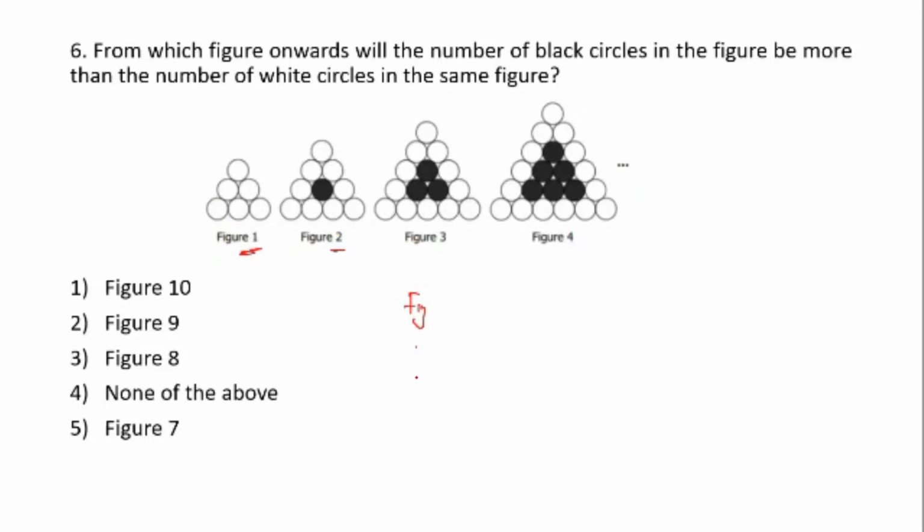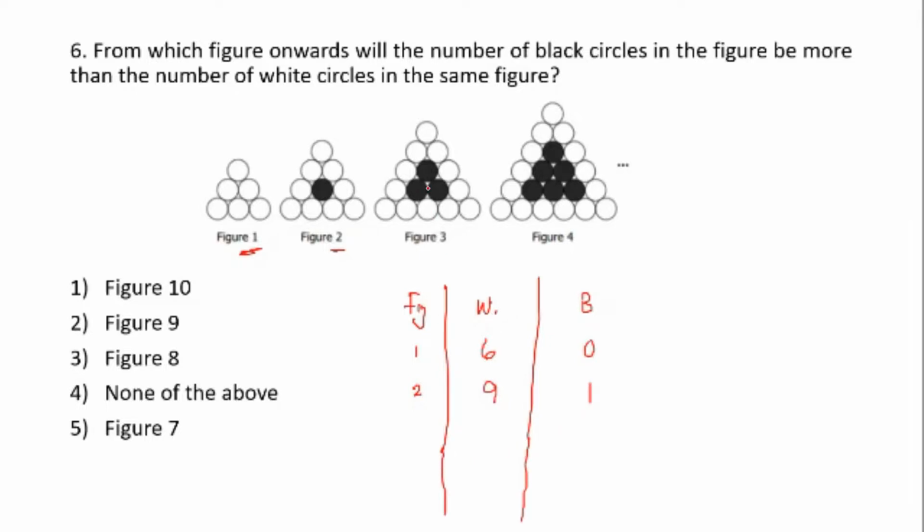So this is the figure number, and then this is the number of white circles and the number of black circles. So I'll put it there. In figure 1, you can see that there are 6 white circles, no black circles, so 0. In figure 2, there are actually 9 white circles and 1 black circle.